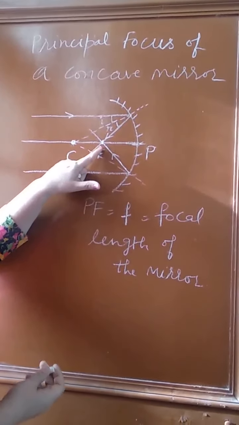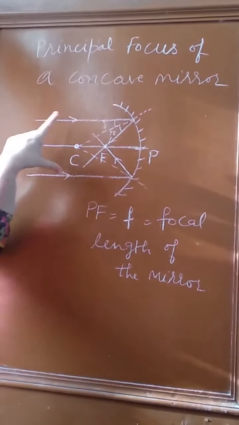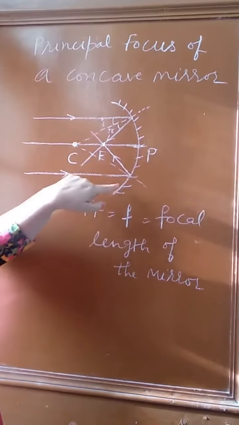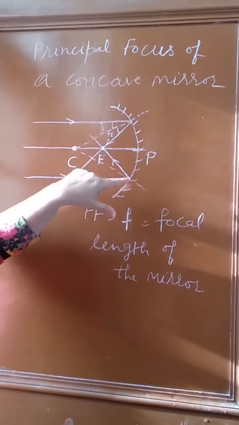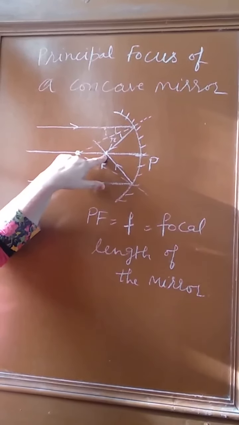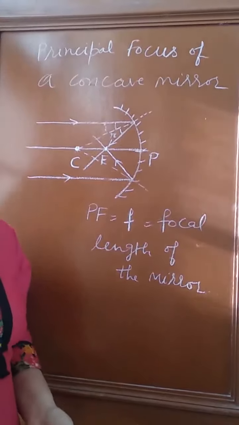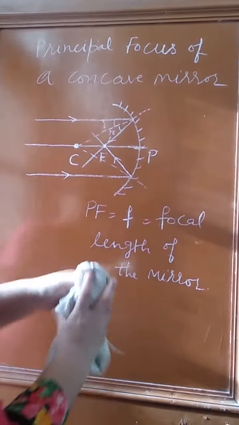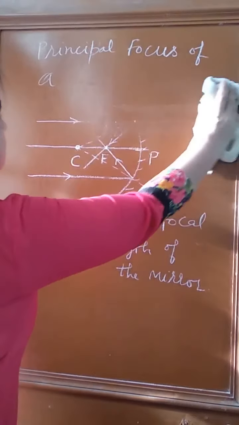This point will form on the principal axis when a number of rays fall on this mirror, and after reflection these rays meet at a point. This point is called the principal focus. Now we will discuss the principal focus of a convex mirror.